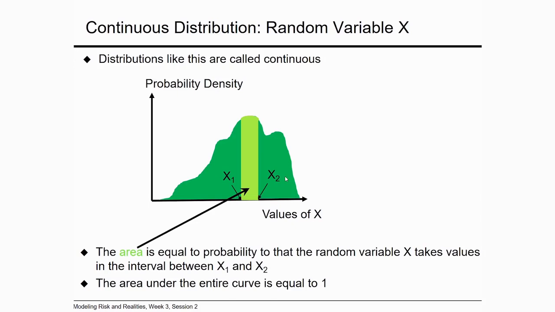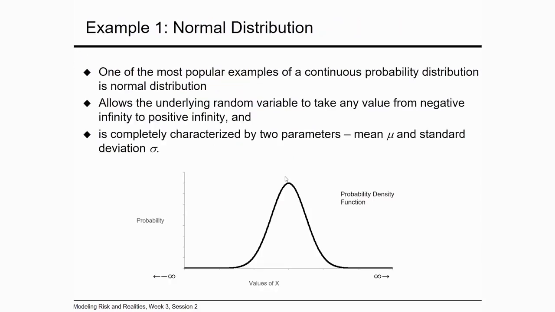Sometimes we might be interested in the light green area shown here. This is the area in which the random variable x takes some value between x1 and x2. The total area under the entire curve, including the dark green region and the light green region, must be equal to 1, because the random variable should take some value in the region. Let us look at an example.